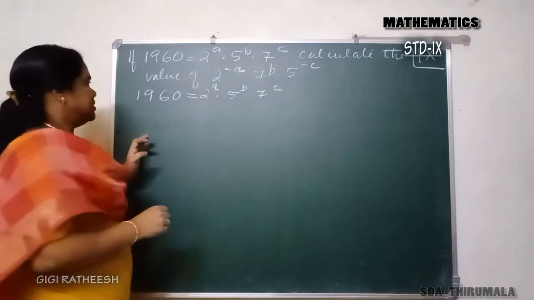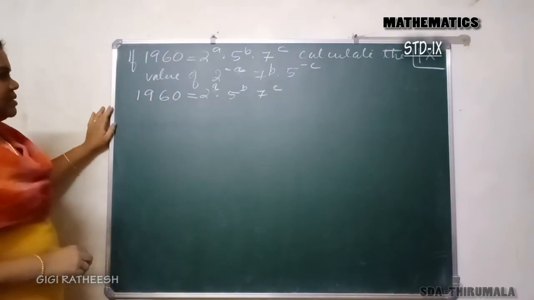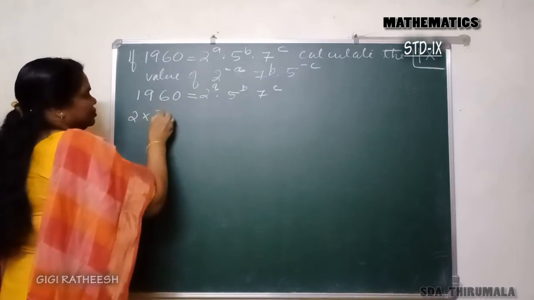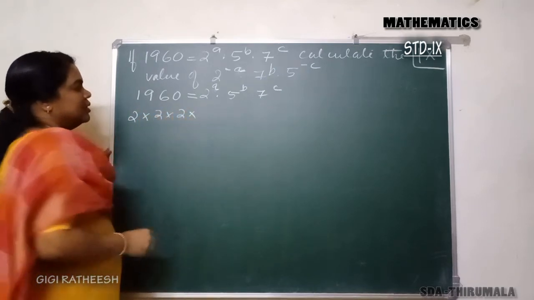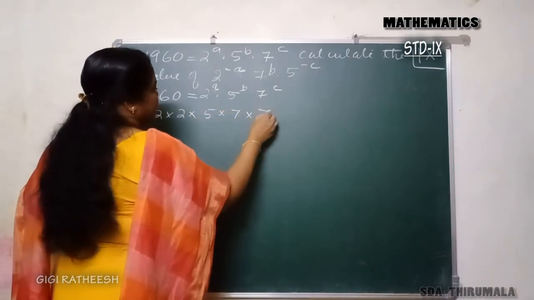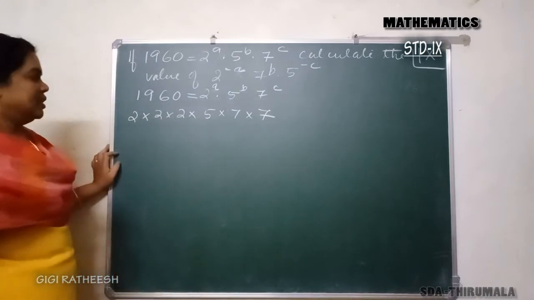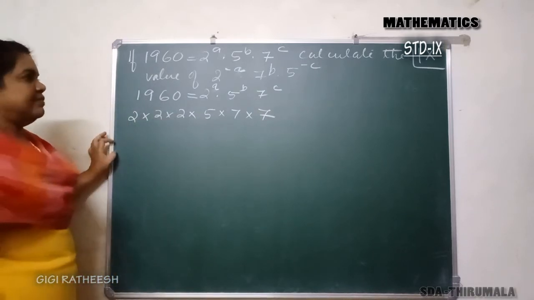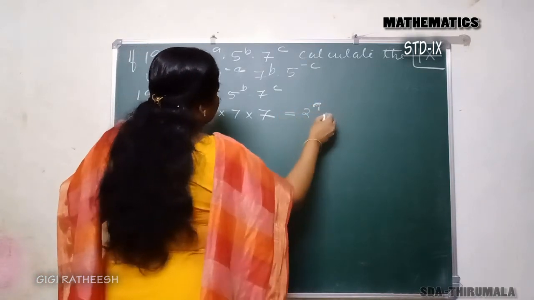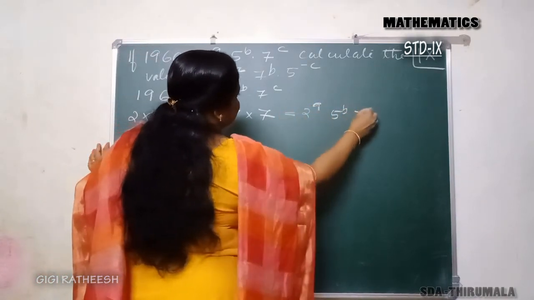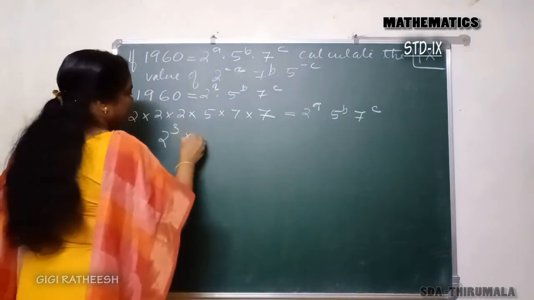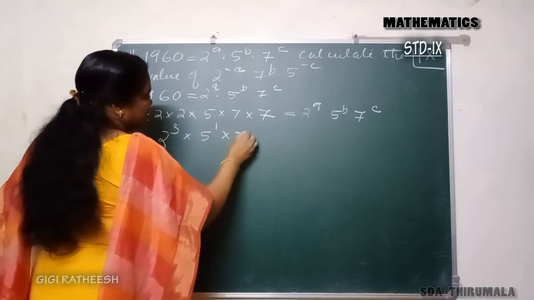And we can split this 1960 into prime factors, that is equal to 2 into 2 into 2 into 5 into 7 into 7. Okay, 2 into 2 into 2 into 5 into 7 into 7 is equal to 2 raised to a into 5 raised to b into 7 raised to c. And here we can write it as 2 cube into 5 raised to 1 into 7 square.